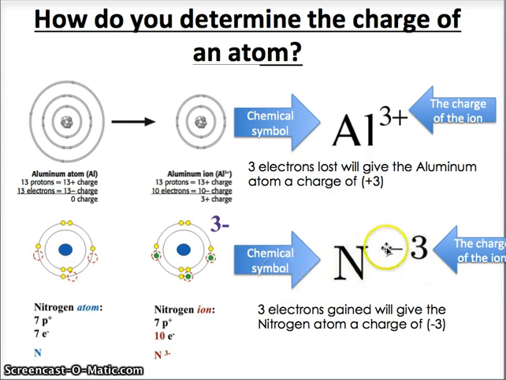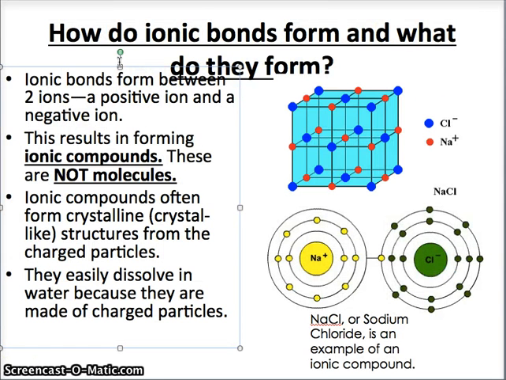So then you would write N for nitrogen, which is the chemical symbol, and you use the periodic table to get the symbol. And in the upper right-hand corner, you put -3 because it has an overall negative charge with 3 extra electrons. So this is how you would write and determine the charge of an atom that has gained or lost an electron.